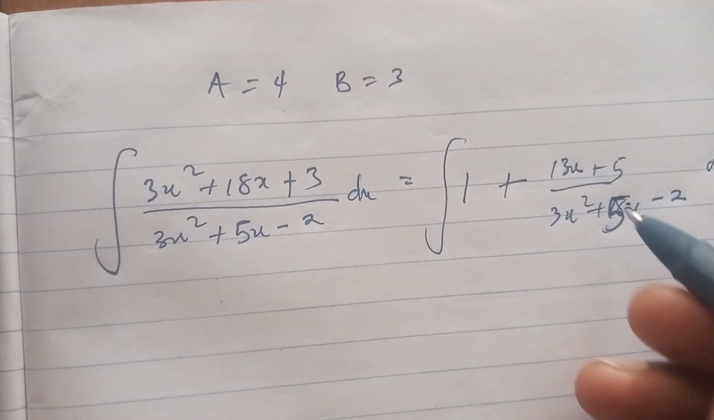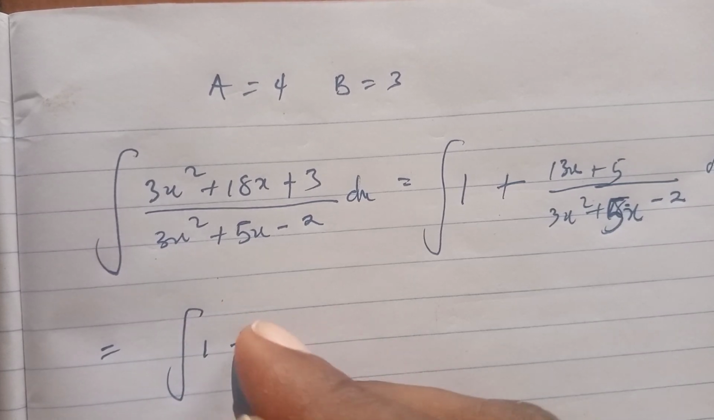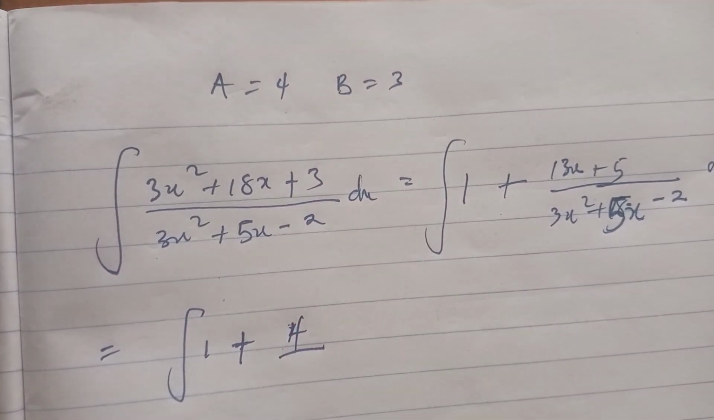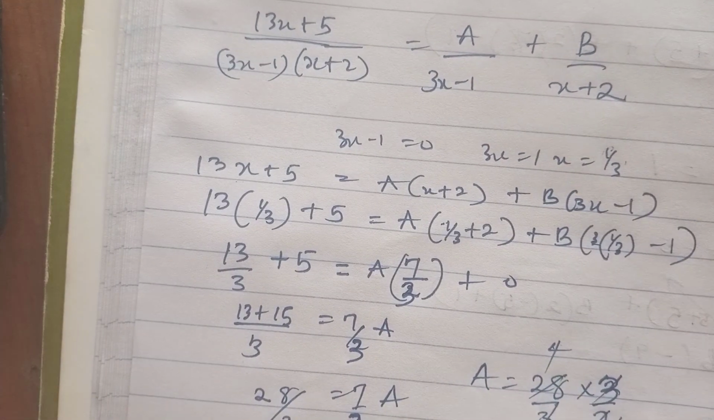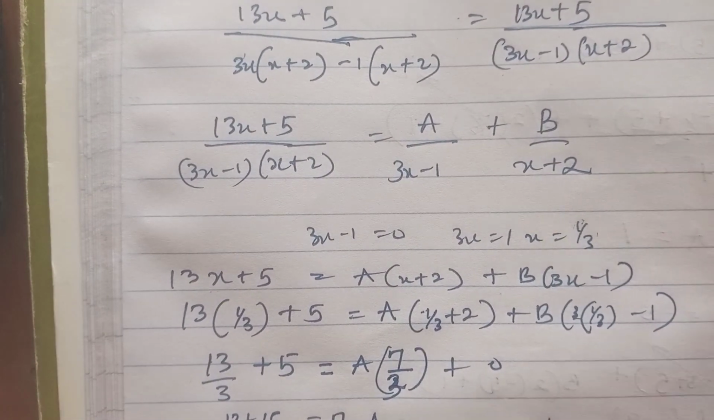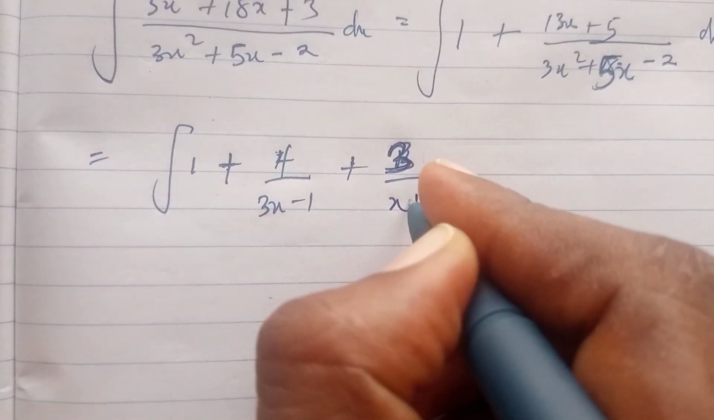After I resolve this into partial fractions, that's when I got this. So finally, this will now be the integration of 1 plus a, which is 4, over 3x minus 1, and plus b over x plus 2. Sorry, b is 3, over x plus 2 dx.